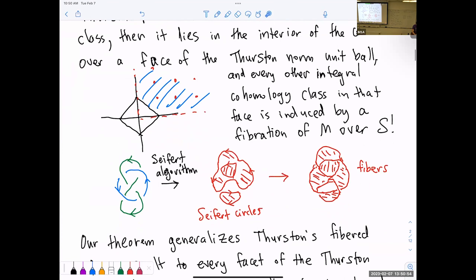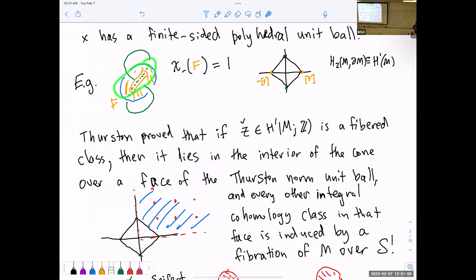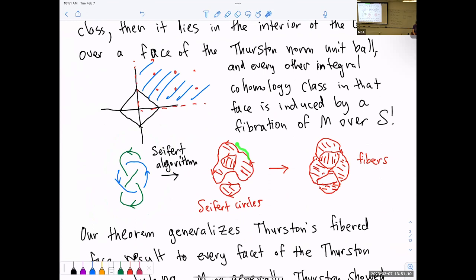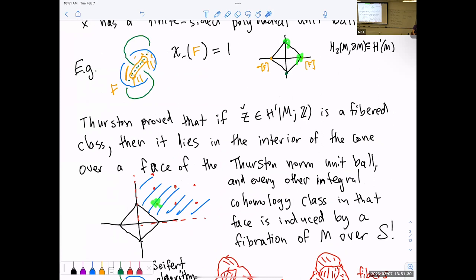In our example for the Whitehead link, I drew one surface, but there's another one, they bound one component at a time. But if you look at a Seifert surface for the Whitehead link, you can apply Seifert's algorithm. You take your Seifert circles and then you connect them with little bands, and it turns out that this is a fibered surface bounding the Whitehead link. In homology, it'll be realized as the sum of these two generators. So it lies in the interior of the fibered face.